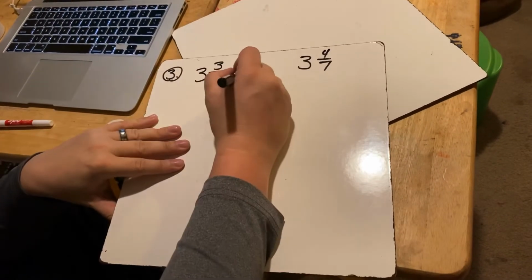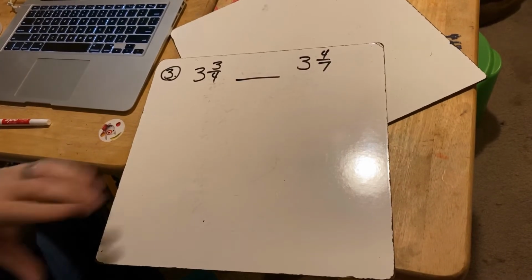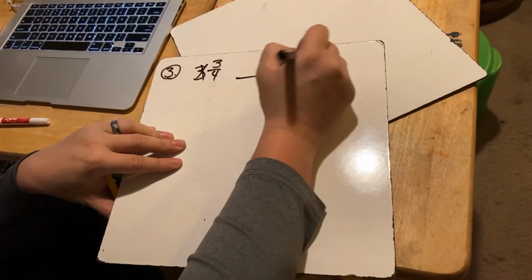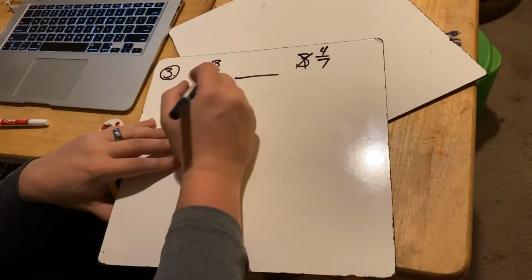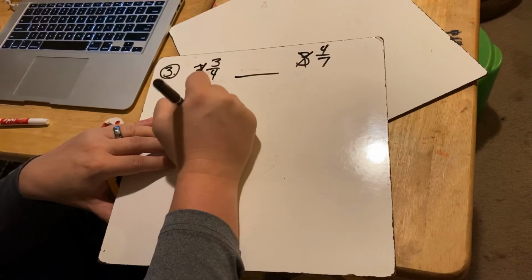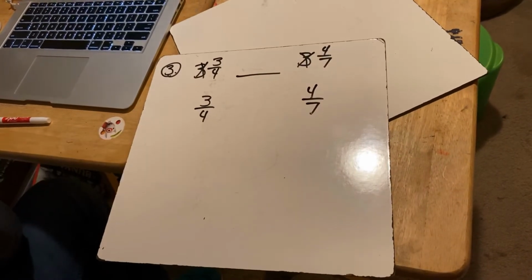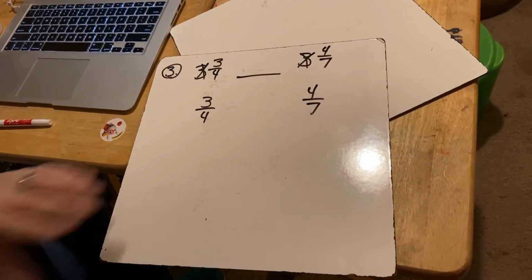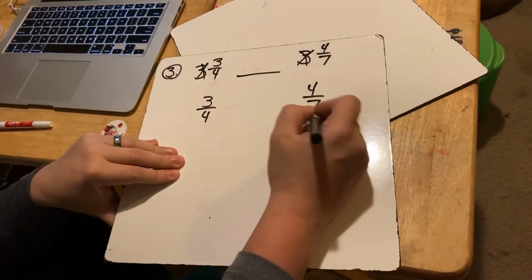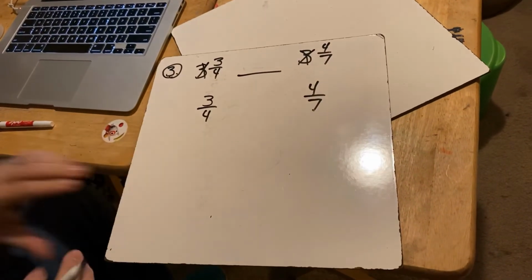What can I do here? Well, once again, you already can see that my whole numbers are the same. So go ahead and cross those out. We're not even going to worry about those whole numbers. And now this time, we're just comparing 3/4 and 4/7. Well, if I can't multiply 4 by anything to get to 7, and I can't multiply 7 by anything to get to 4, so let's just go ahead and do this.